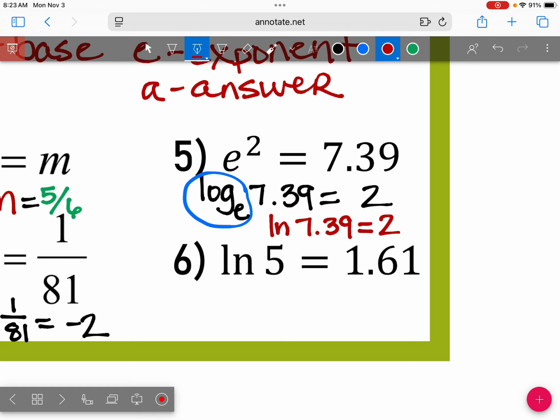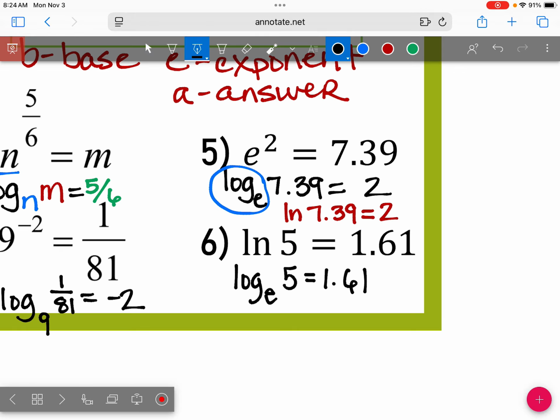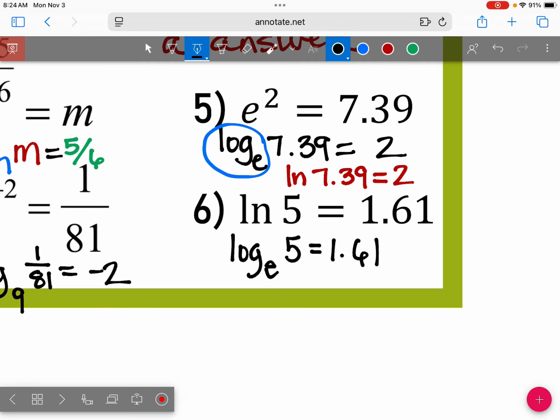Now remember, number 6 doesn't say the base. But what did I just tell you the base of a natural log was? e. So whenever you see a natural log, this is really a log with a base e of 5 equals 1.61. That's what that is really saying. So when I write it as my exponential statement, it would be e, and what's my exponent? 1.61 equals 5. And it's not really an equal, it's approximately equal.